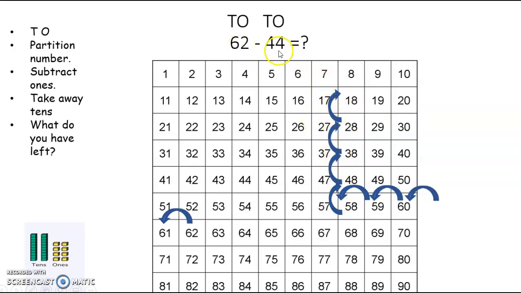So 62 take away 44 is 18. Now I've put this big thing here because if you took 4 10s away, we'd know that 5 10s take away 4 10s equals 1 10. So you just do one big jump with 40 there.